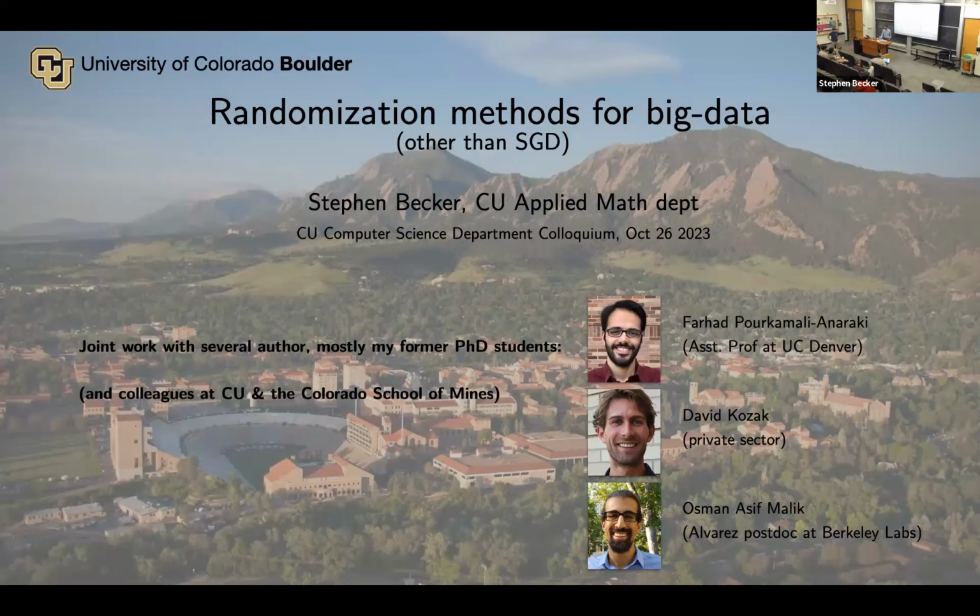Okay. Thanks for the invitation, Jed. Happy to be here. So I'm going to talk, and I don't have a set agenda, so if I don't make it to the end, that's okay. If you want to ask questions along the way, that's okay. I'm going to talk about some randomized methods, other than randomized things like stochastic gradient descent. And this is mostly work with my three former students, Farhad, David, and Osman. They've worked on this topic from about 2016 to just a couple years ago.